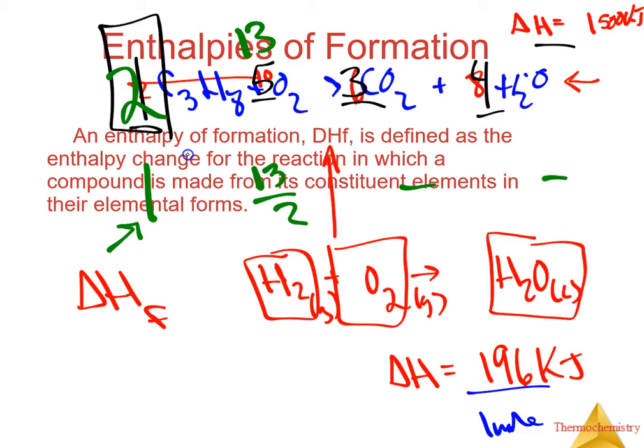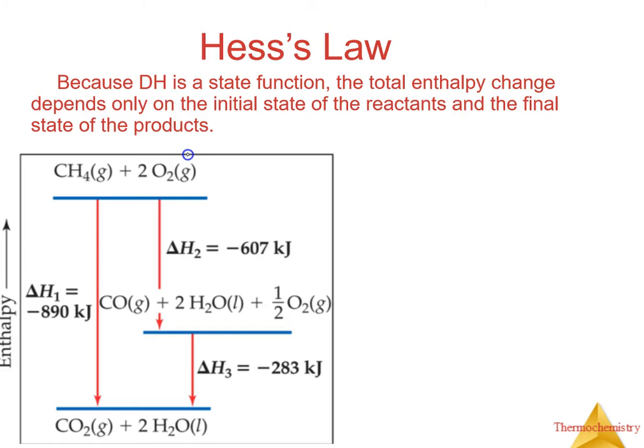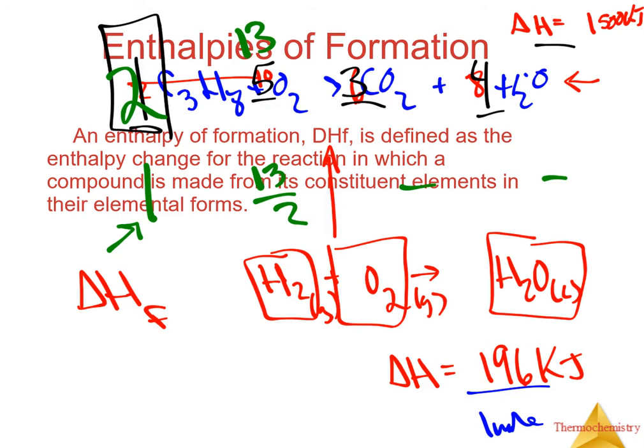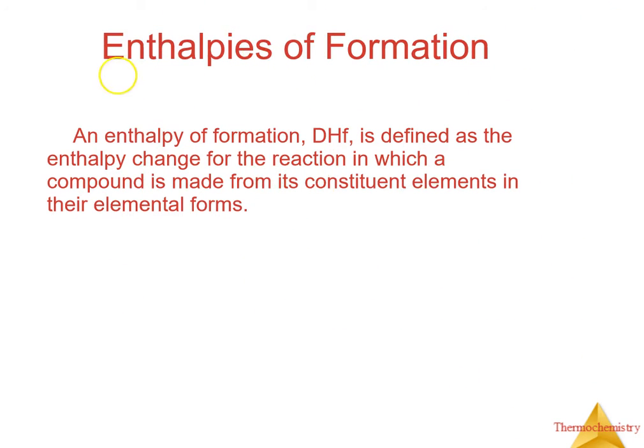Now, because delta H is a state function, the total enthalpy change depends only on the initial state of the reactants and the final state of the products. That slide has been repeated like three times. All right, so this is going to help us do what are called enthalpies of formation.